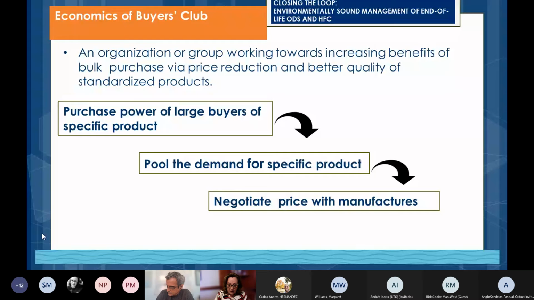In summary, club members are buyers with large purchase power, such as a big retail store chain, which uses air conditioning equipment in its stores and offices. Or in our case, the hospitals that we're going to present. And then these large buyers are able to pull the demand for this specific product, in this case air conditioners, and then negotiate a better price with the manufacturers. Next slide, please.